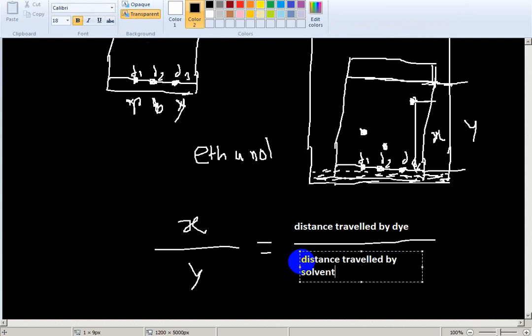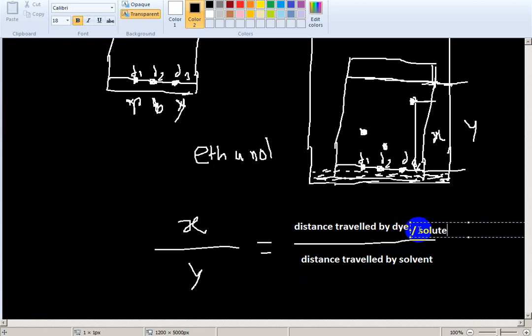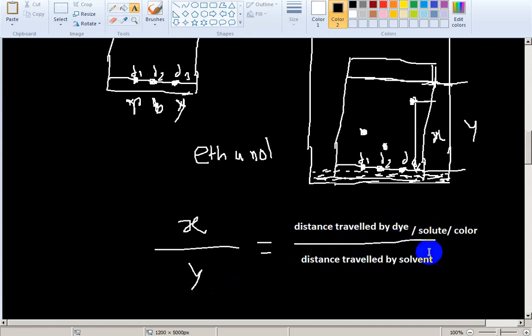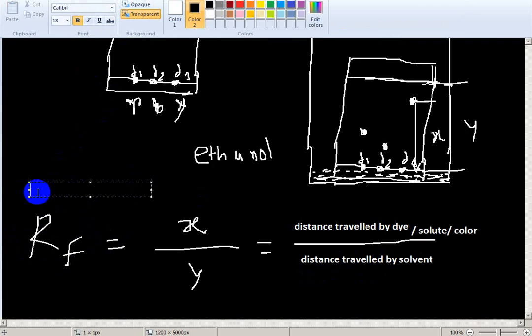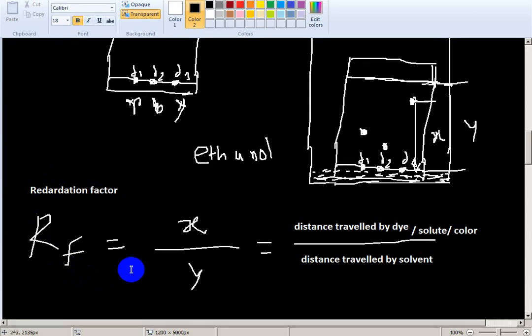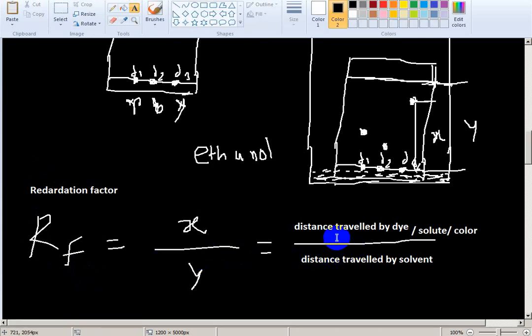This ratio is called Rf. Distance traveled by the dye or color or solute divided by distance traveled by the solvent is called Rf. Rf means retardation factor. It comes from retardation factor. So what is the retardation factor? It is the ratio of the distance traveled by the solute divided by the distance traveled by the solvent.